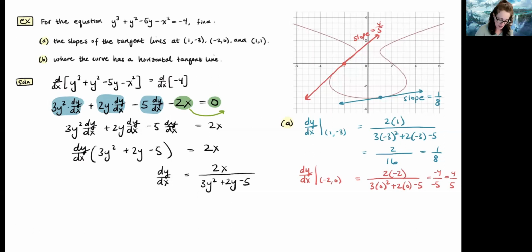All right, 1 comma 1, that is this point right here. If we think about the tangent line to that point, it's kind of the opposite of having a horizontal one, like we would have at a peak or a high point or a low point. So this tangent line here is going to be actually vertical. So we should find that the slope is undefined.